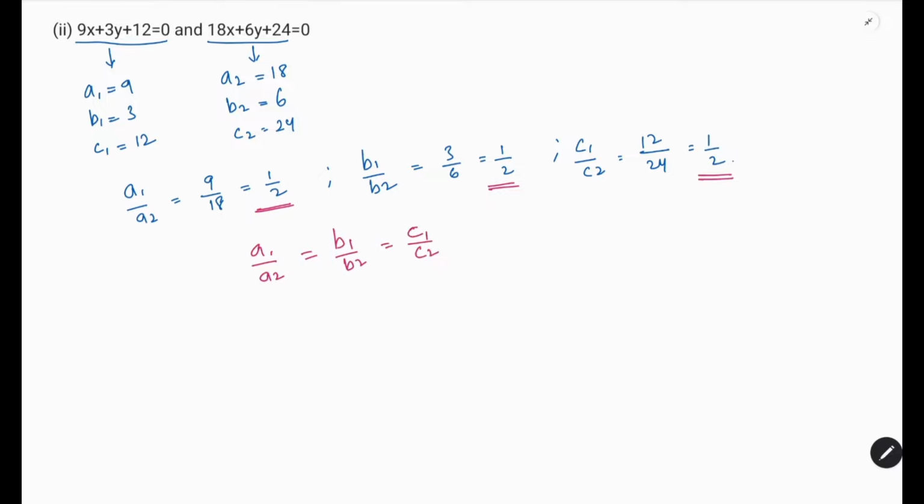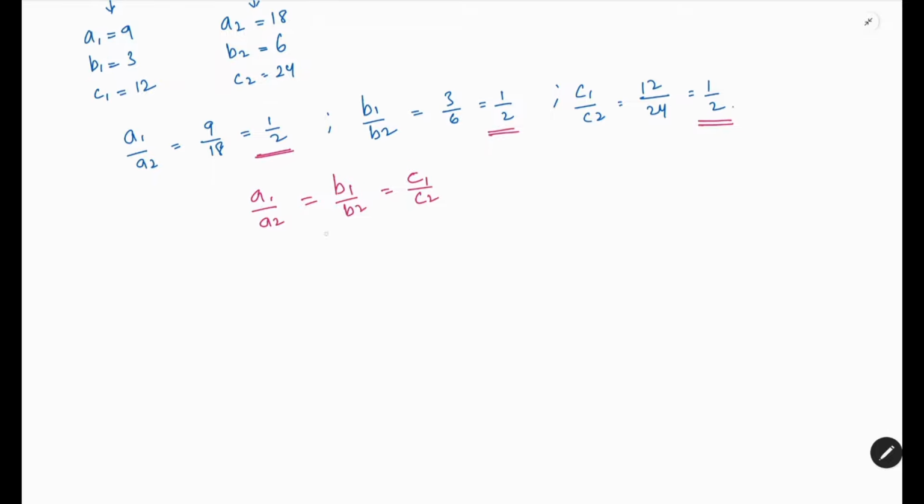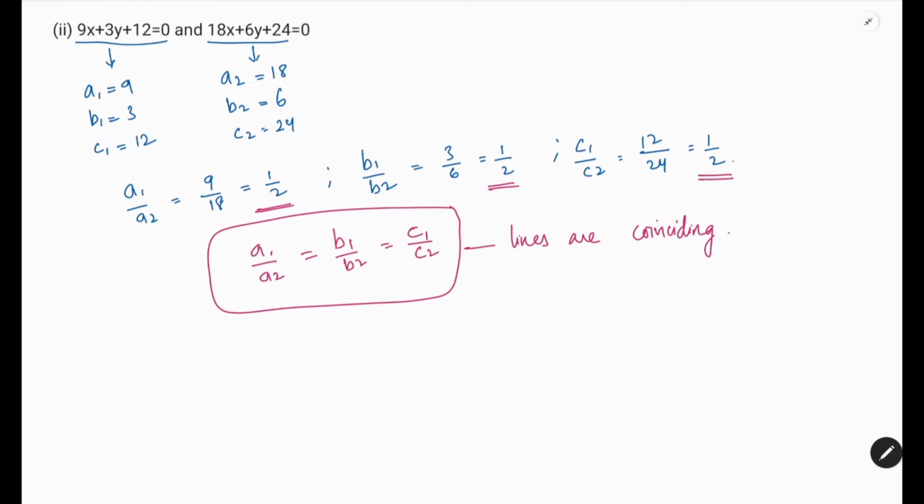If these three ratios are the same, are equal, then we say that the lines are coinciding. Lines are coinciding. This has infinite solutions.